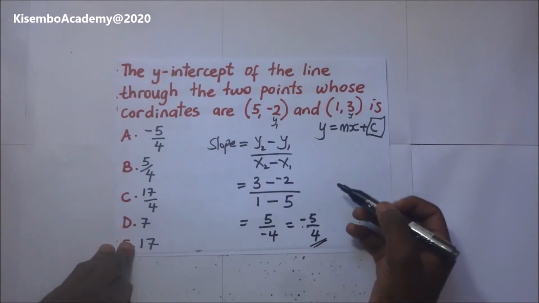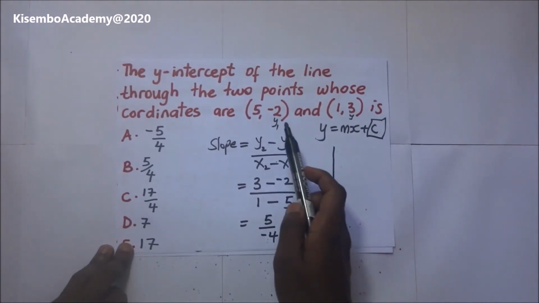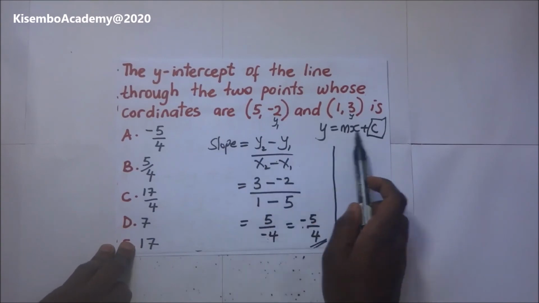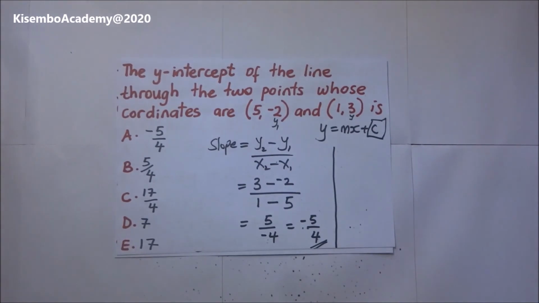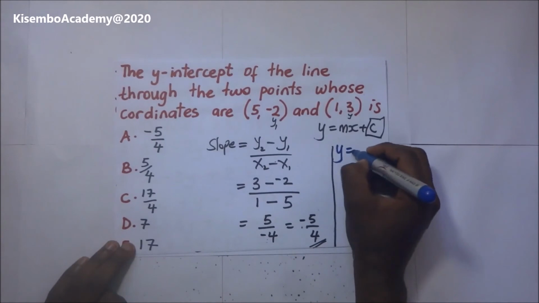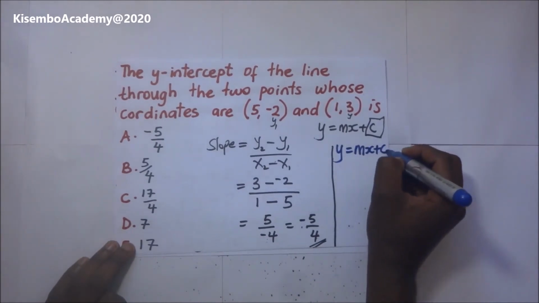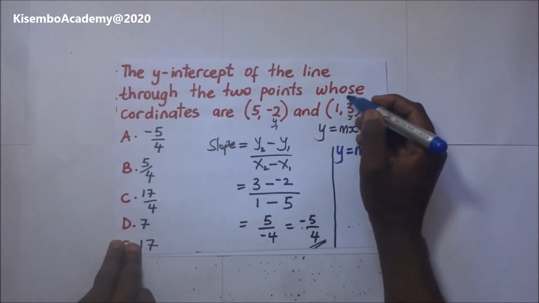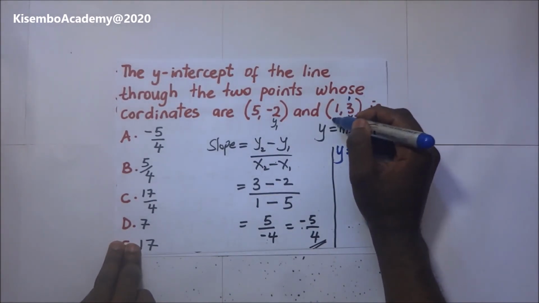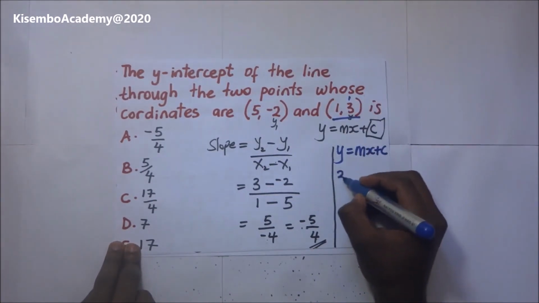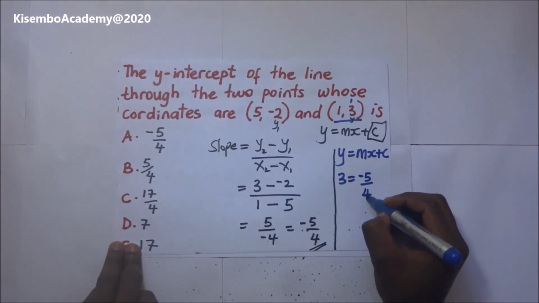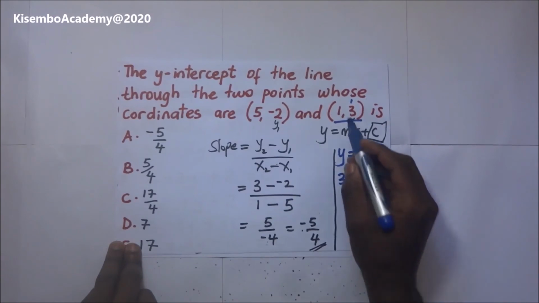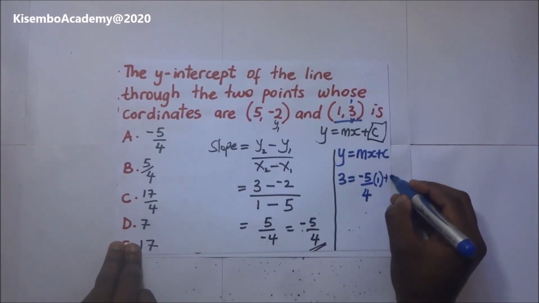So to find the value of c, we are going to substitute into y is equal to mx plus c, and find the value of c with one of these points. So we shall pick one of the points. Let's pick point (1, 3). So y is equal to mx plus c. What's our value of y? Our value of y from the point we've picked will be 3. So 3 is going to be equal to the gradient m, which is negative 5 over 4, times our value of x, which is 1, plus c.